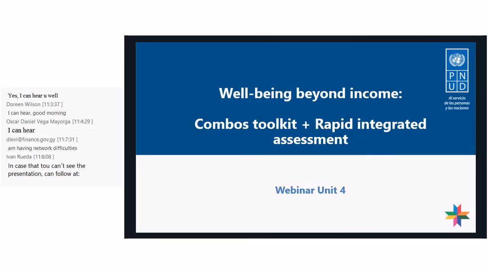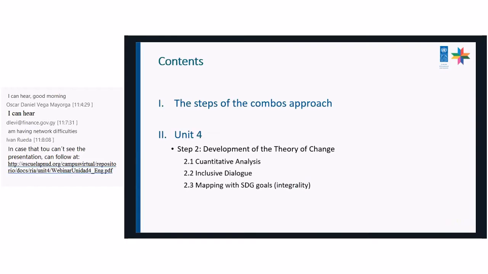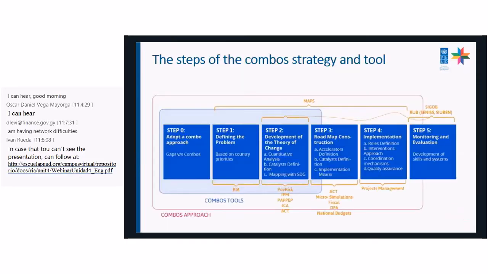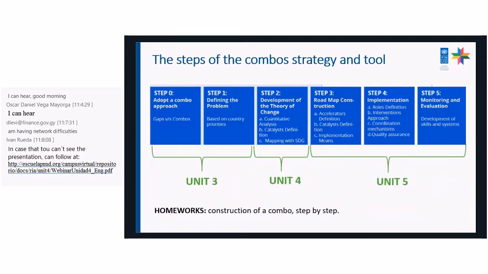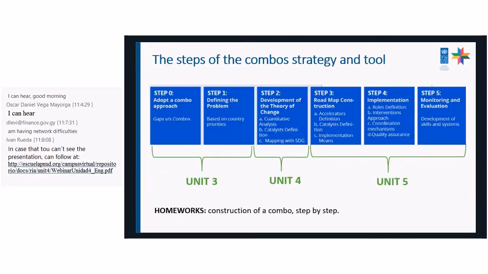The same steps can be reframed in terms of this webinar. This past week we looked at Unit 3, Step 0 and Step 1, defining the problem. And today we're going to focus just on the development of the theory of change. And for the following weeks, we'll be looking at a roadmap and implementation issues that deal with both monitoring and evaluation, and also having an impact over public policy.